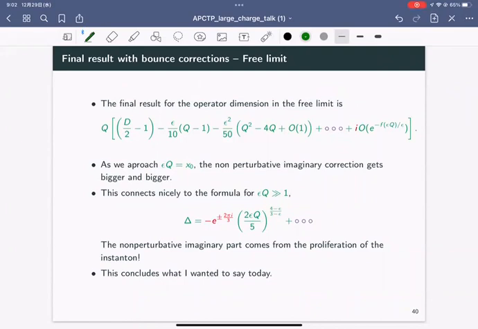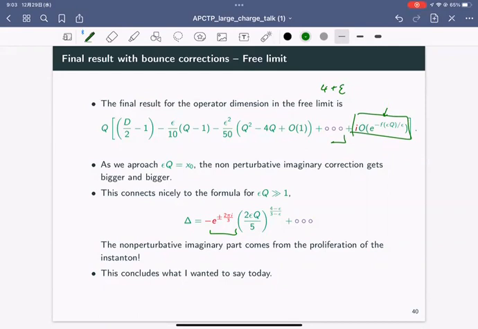Using the large charge expansion, you can get the operator dimension of the 4 plus epsilon Wilson-Fisher fixed point up to here, but by computing the instanton-type corrections, you can also compute the exponential minus one over epsilon correction as well. As we approach epsilon times Q approaching some threshold, the non-perturbative imaginary correction gets bigger and bigger. And this connects nicely to the formula for epsilon Q much greater than one, because this big imaginary part cannot be explained if we didn't have this term, right?